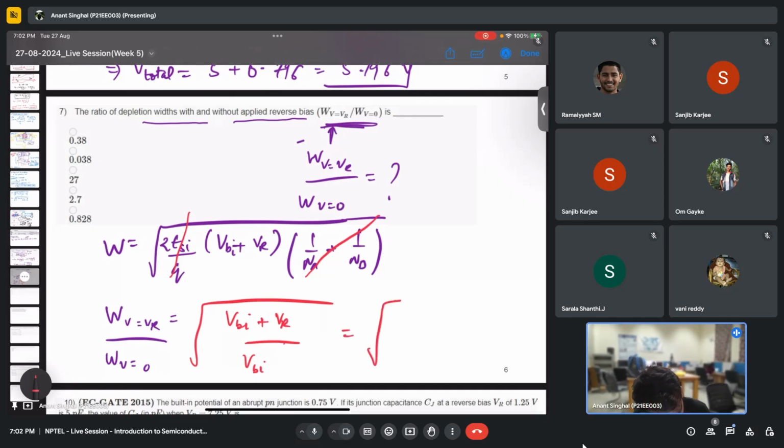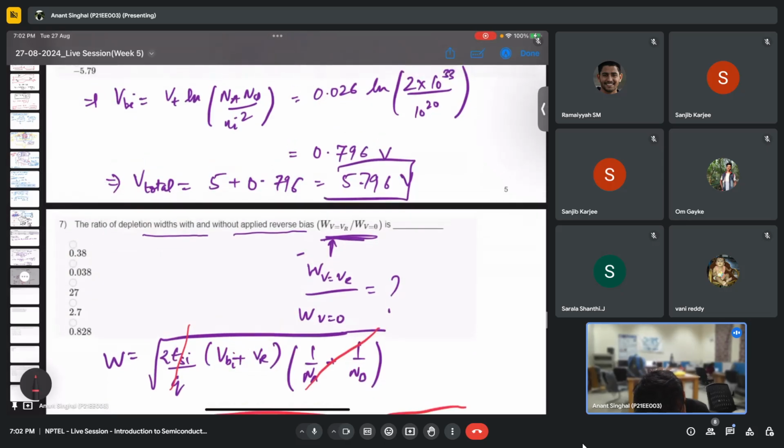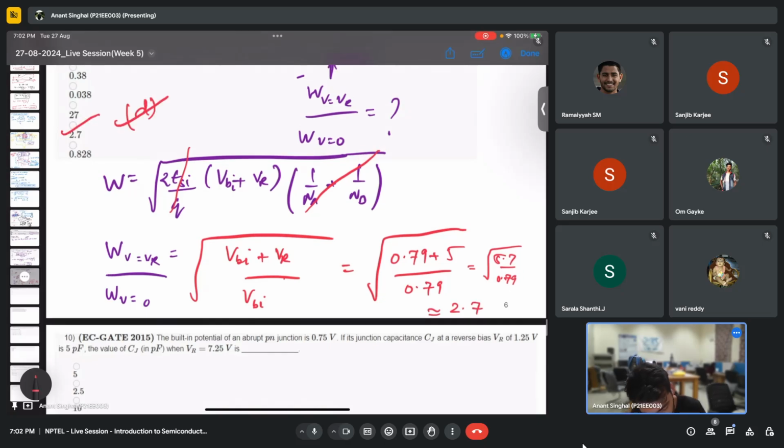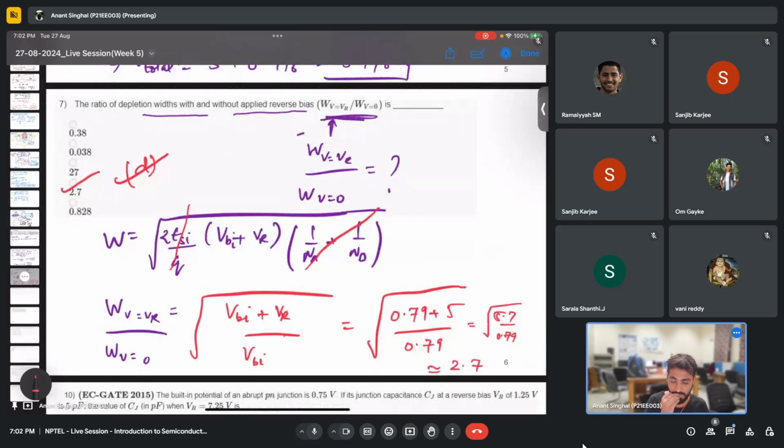And VBI we already calculated in the previous part, which is, what was VBI? 0.79, let's say. So 0.79 plus VR, which is 5, upon 0.79. This will give you around 5.7 divided by 0.79 under root, and I guess this will come around 2.7 only. So option D is the correct answer. Is it clear to everyone? Yes, sir. Yeah, so let's go ahead then.